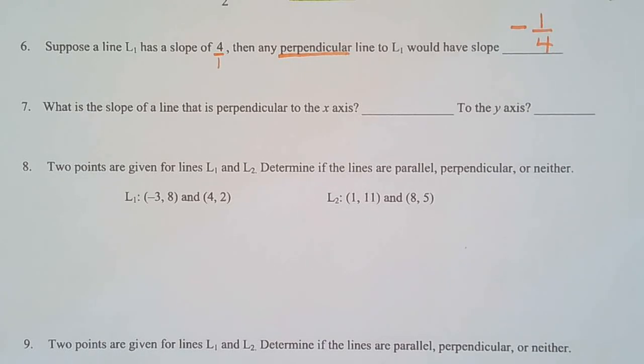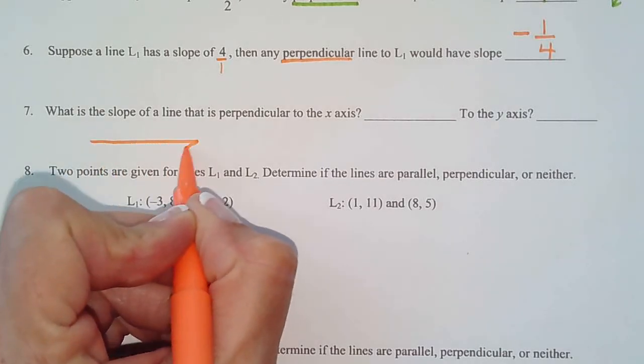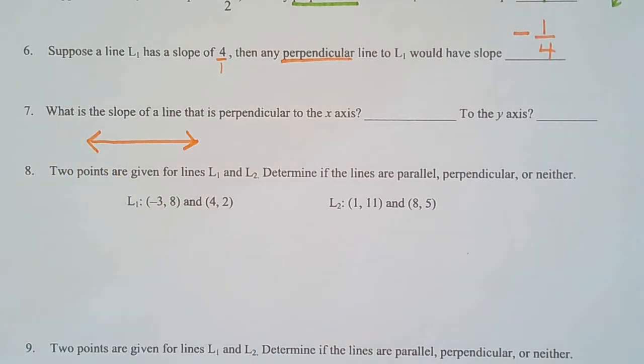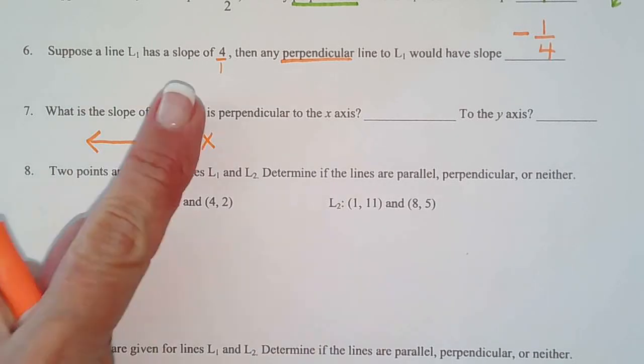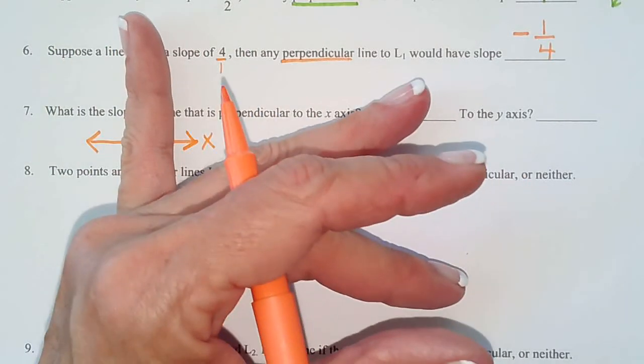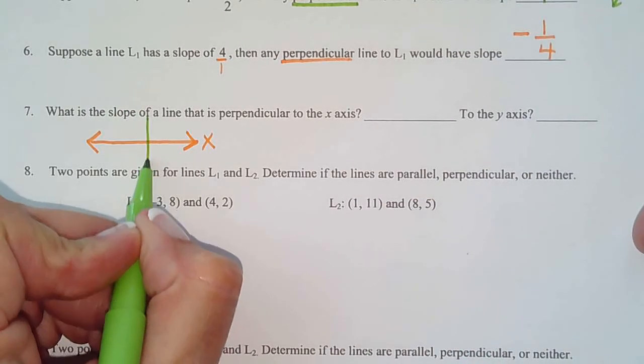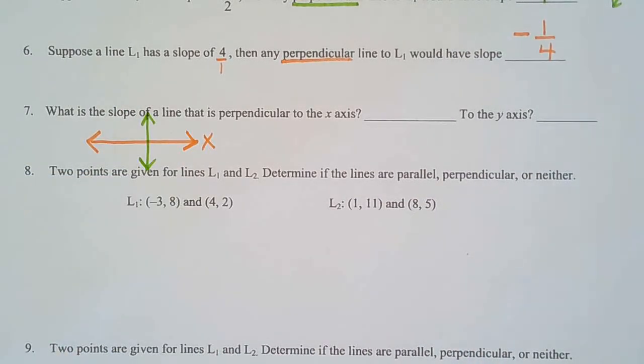So what is the slope of a line that's perpendicular to the x-axis? I like these kind because they make you think. So the x-axis is the horizontal axis. And do you understand that the only line that's perpendicular to a horizontal line would have to be a vertical line? Because this isn't perpendicular, this isn't perpendicular. The only time it would be perpendicular is if it's a vertical line. So the x-axis is horizontal, so any vertical line would be perpendicular to it.